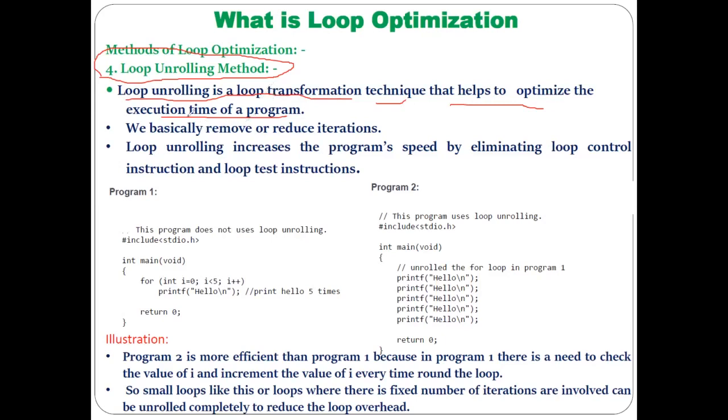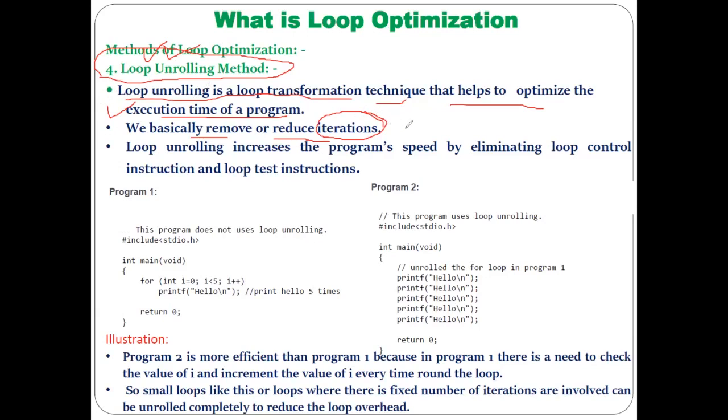So what exactly is being done in loop unrolling? Loop unrolling is basically removing or reducing the iterations. That is called loop unrolling: removing or reducing the iterations, and through that improving the execution speed of the program, improving the efficiency of the program and the compiler. That is what is done through the loop unrolling method.